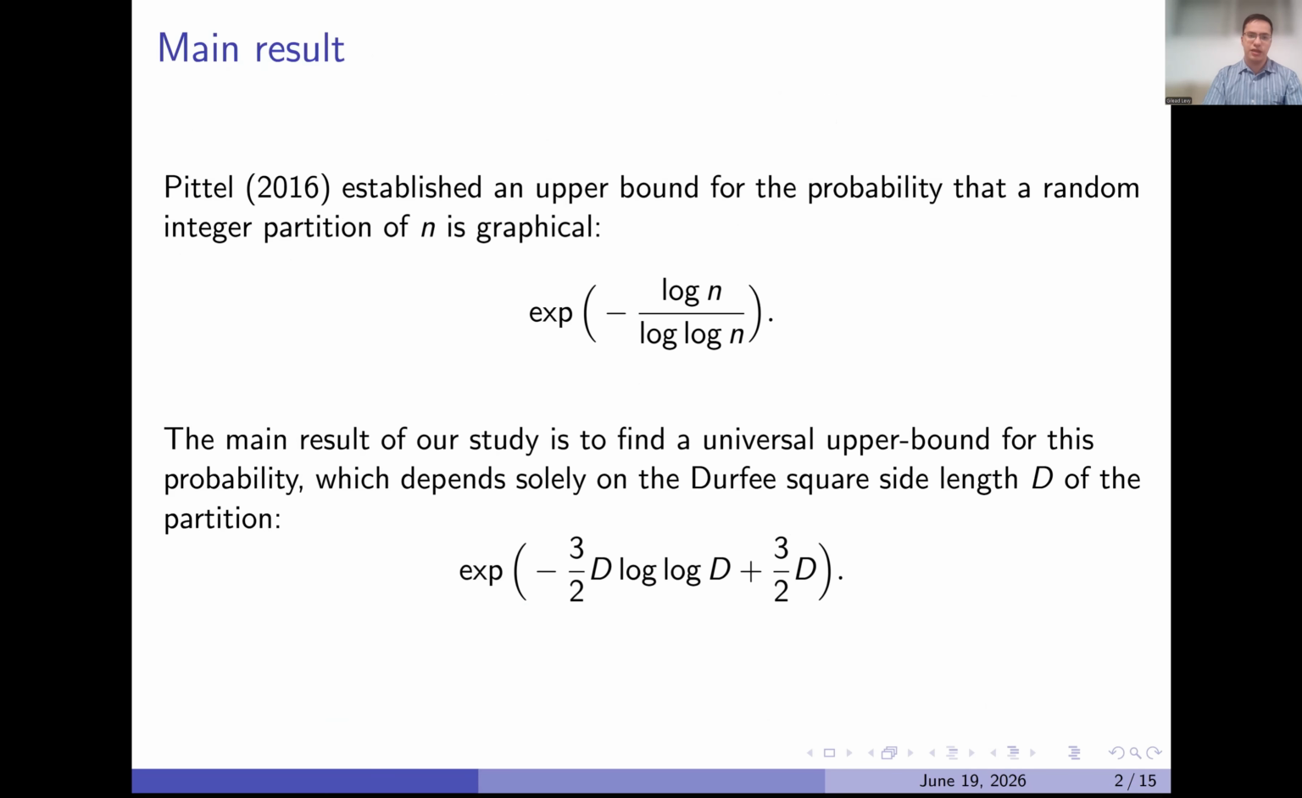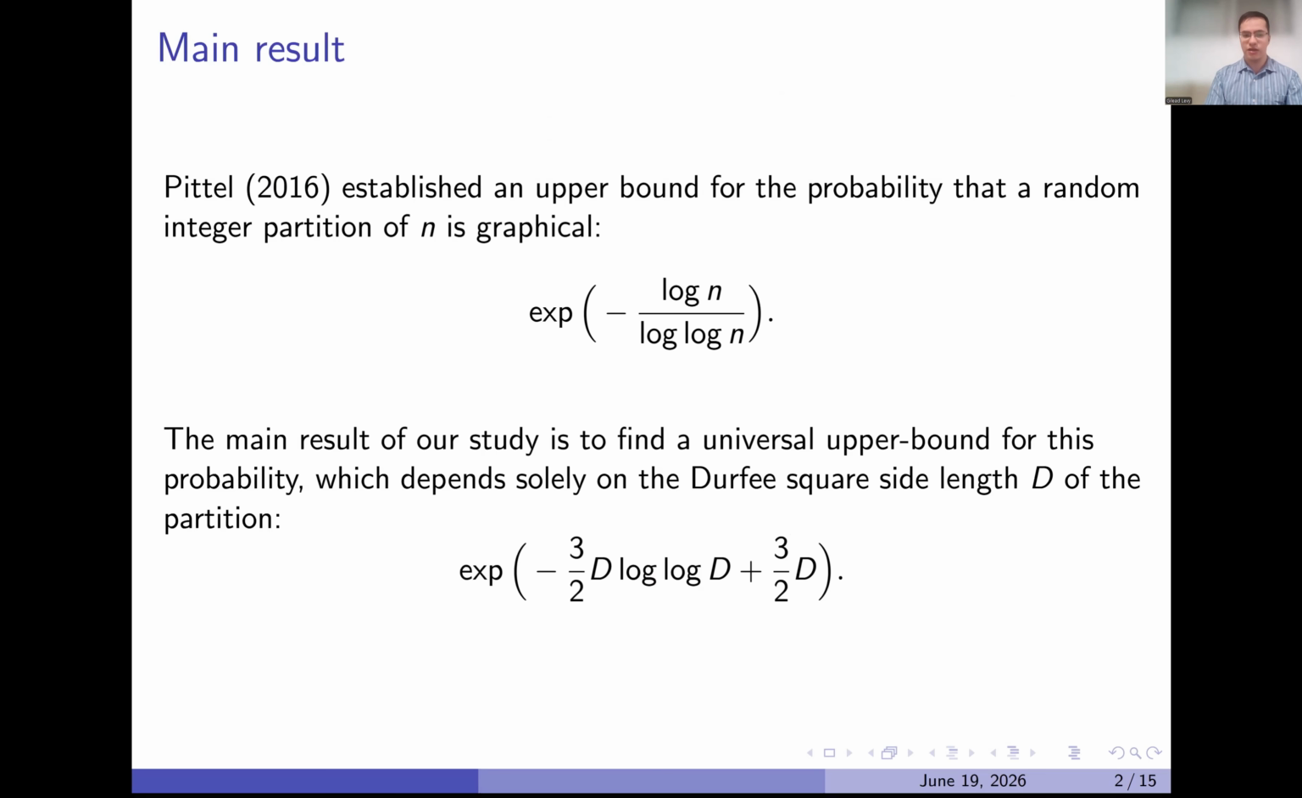The mathematician Pittel established that the probability of a random integer partition to be graphical tends to zero as n increases. In 2016, he also found an upper bound for the decay rate of this probability. And you can see that his estimate decreases very slowly as n increases. The main result of our work is to establish another upper bound for this probability that depends only on the Durfee square side length of the partition that we consider, instead of it being dependent on n.